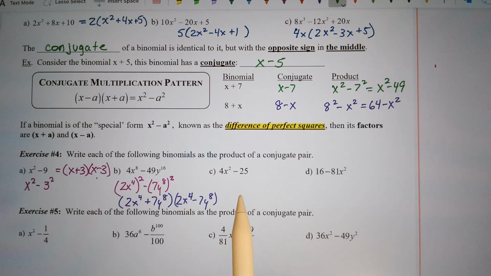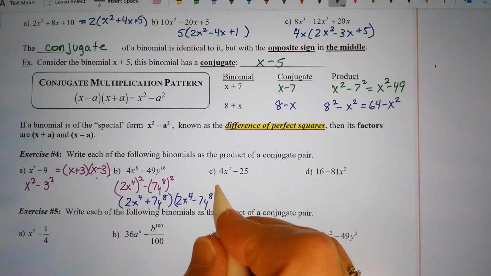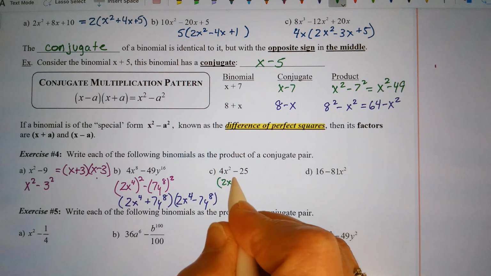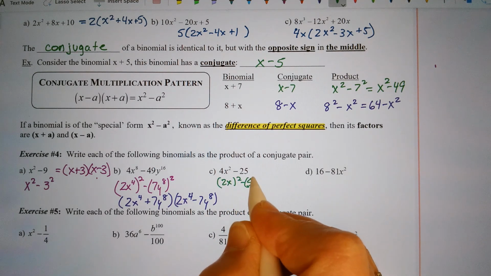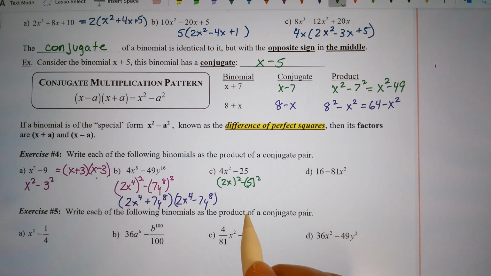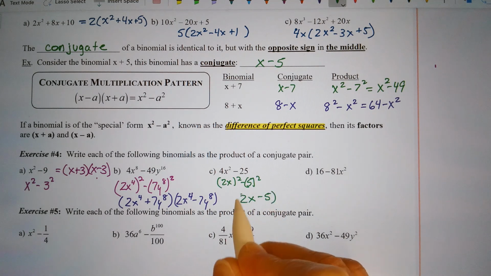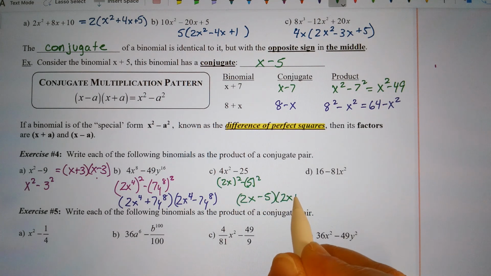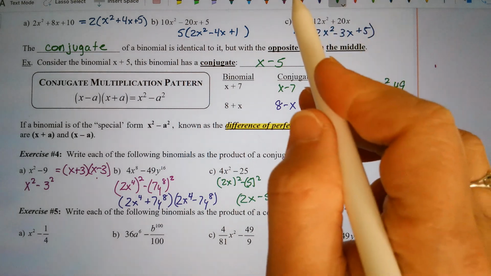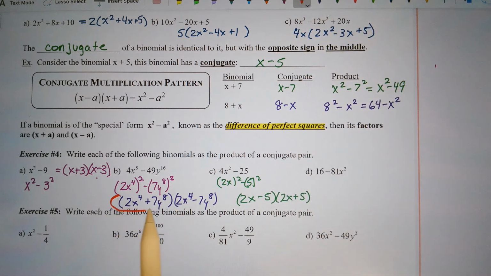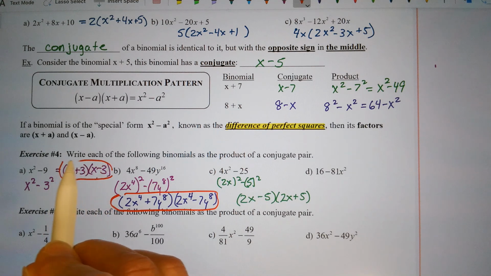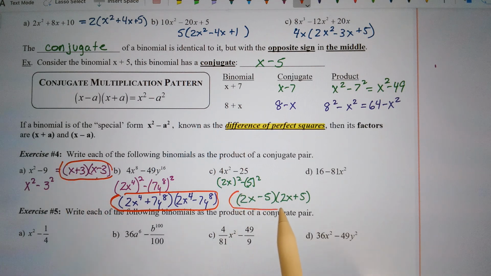Four x squared minus 25. That's 2x squared minus 5 squared. So the conjugate pair, 2x minus 5 and 2x plus 5. Just go back and circle. So this is our answer here. It's a product of the conjugate pair.